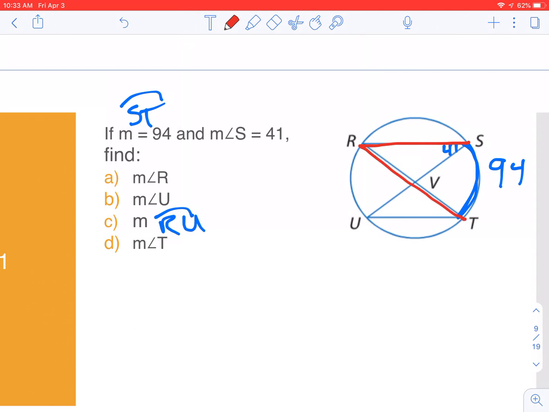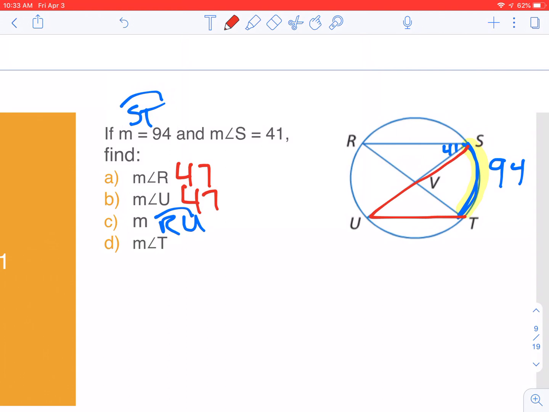Find the measure of R. We look at the arc that it corresponds to, which is 94. So I just take 94 divided by 2, and I'm going to get 47. Let's find angle U. Well, guess what? Angle U corresponds to the same arc. So that means angle U will also be 47.